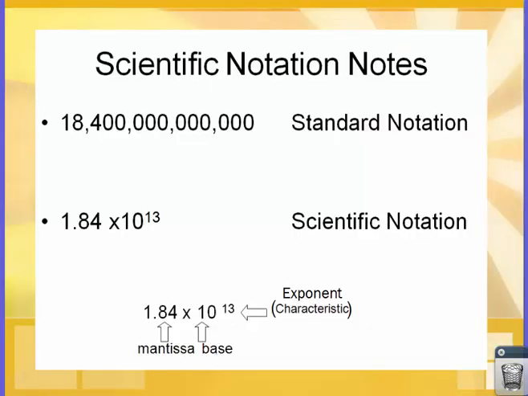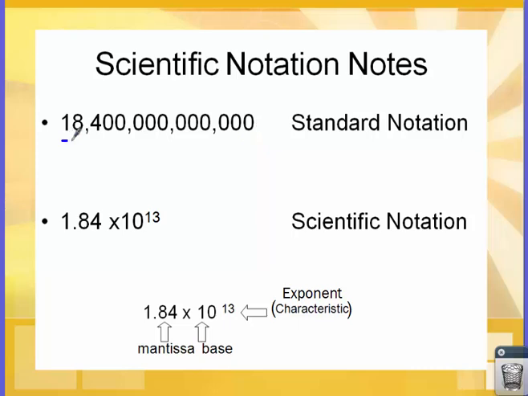Okay, so here is a particular number. This number is written in standard notation, and you'll notice it's rather large, and it has a lot of zeros. Well, the purpose of scientific notation is to write a number in such a way that I don't have to write out all those zeros, but yet it has the same value as that number.